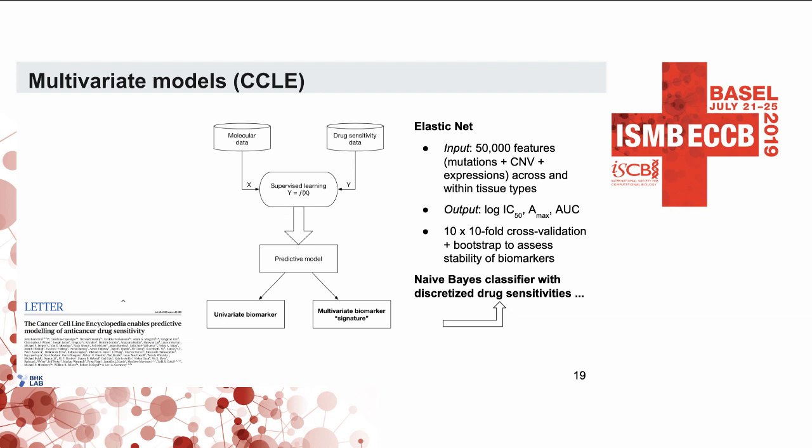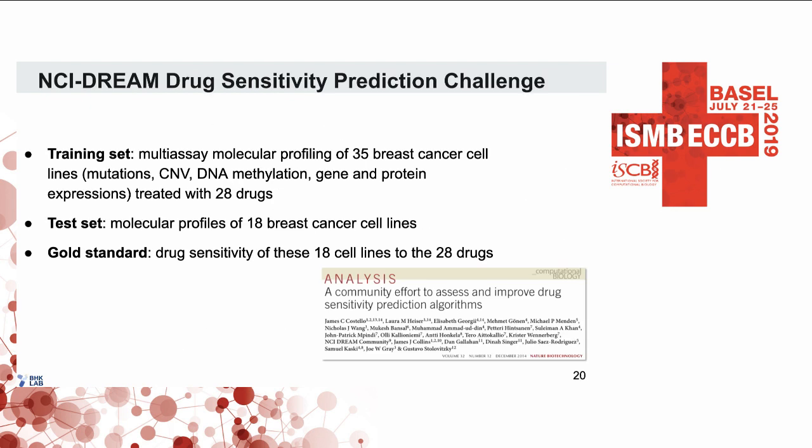And then also they did some naive-based classifier using the discretized values. So you can do many different machine learning methods. I will show you a few cases that I implemented, and you can think of other methods that you can implement. Also, I'd like to talk about more complicated methods that people might have developed, and you might have ideas about developing them. There was a NCI-DREAM challenge in 2014.